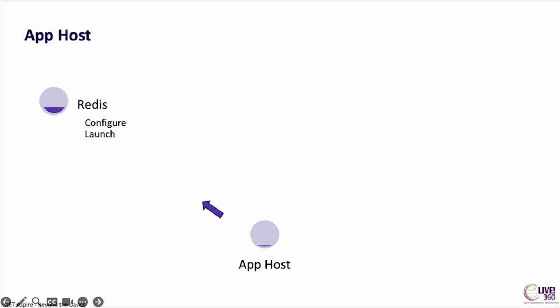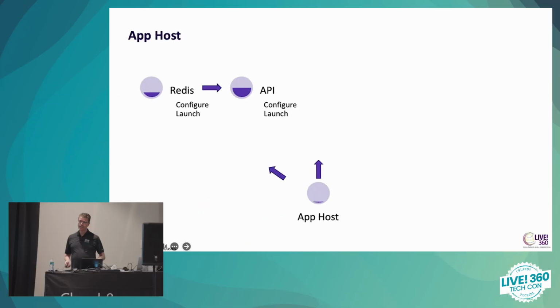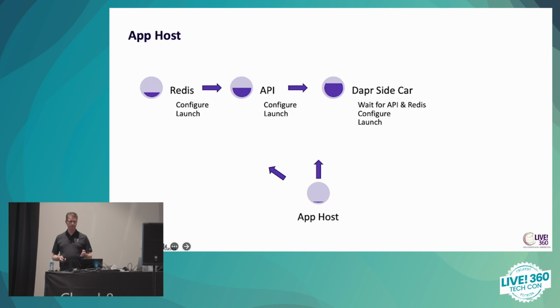The app host will be launched at some point, and then the first thing it will do is make sure that my state store container is present. I chose to run Redis, of course, so the app host makes sure that Redis is running. Once that is up and running, it can launch the API that wants to use that Redis state store later on, so it can configure it and launch it.